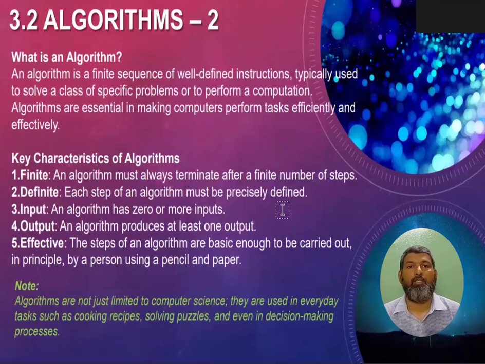When we come to the output, an algorithm produces at least one output. For example, if you have collected all the information, before making it final you must display that onto the screen so that the user can see it: is the information you provided correct? If correct, click on yes. Got it?